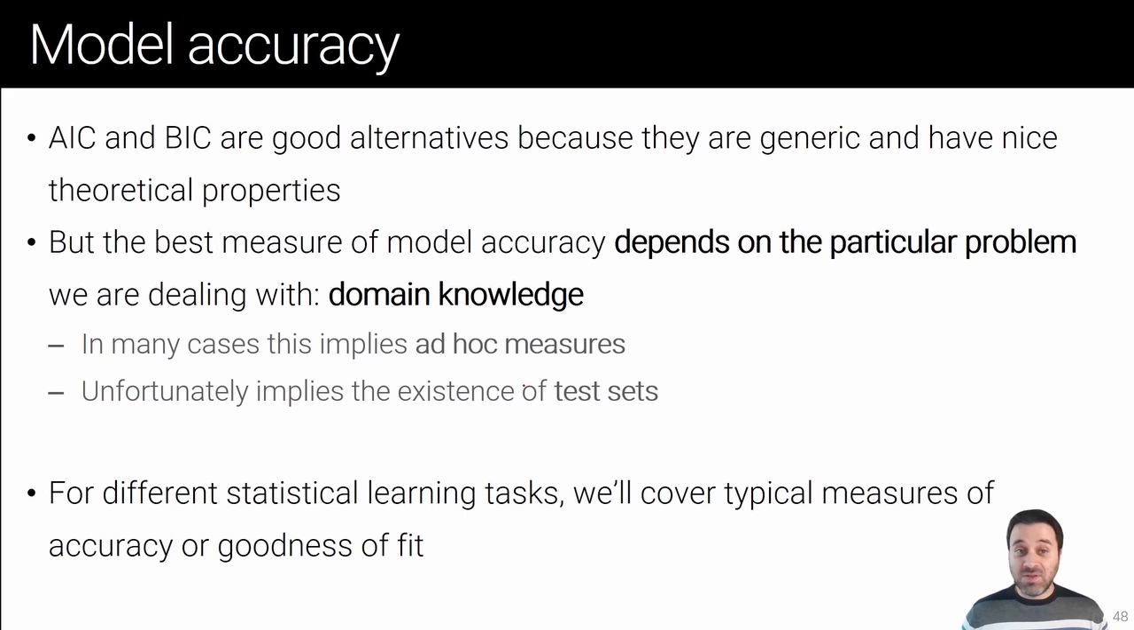And then for different statistical learning tasks, regression, classification, and different types of classification, etc., here in this course we're going to cover the typical measures we use for the accuracy of the model or the goodness of fit. But we will also talk about different ways in which we can try to have a better description of the goodness of fit of a model that fits our purpose, our case study, our problem, our reality.